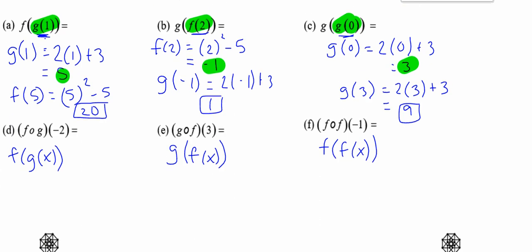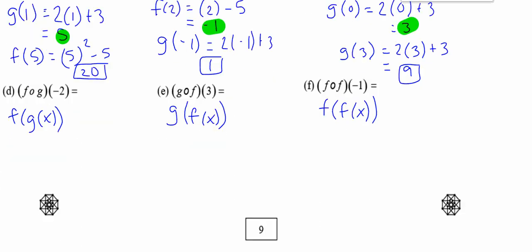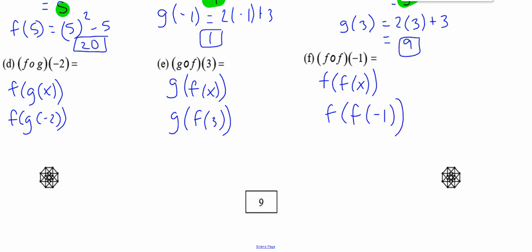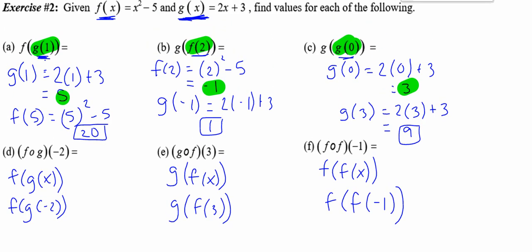Now, if we compare it to what it looked like for A, I'm going to go ahead and plug in my numbers. It might help me see a little better. So I'd have f of g of negative 2, g of f of 3, and f of f of negative 1. I know the parentheses could be a lot for you, so let's break these down. So we have f of g of negative 2. We're still using the same functions, so my function values are f of x equals x squared minus 5, and g of x equals 2x plus 3.